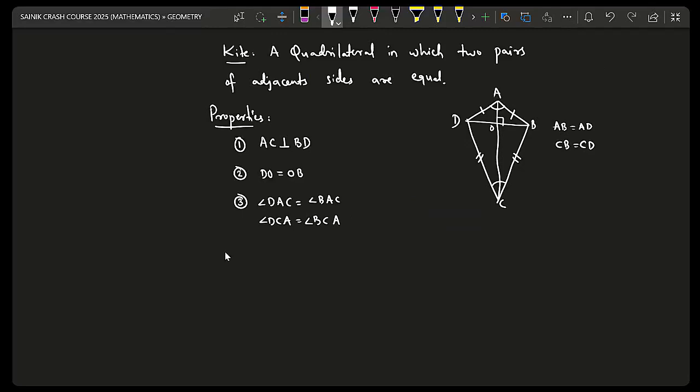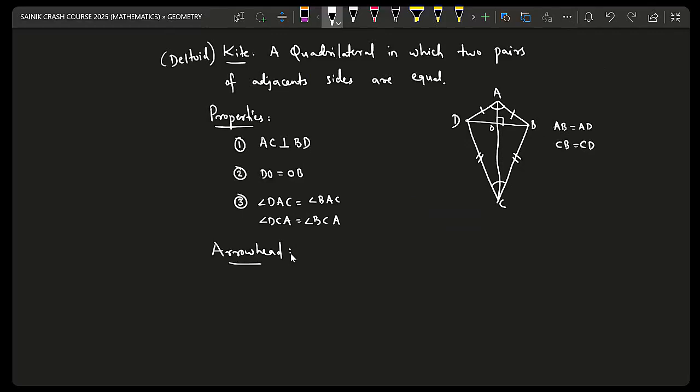And you remember, kite is also called deltoid in British English. The next type of quadrilateral is arrowhead. Before discussing arrowhead, one more point about kite: every rhombus is a kite, but every kite need not be a rhombus. That's why rhombus satisfies all the properties of kite.